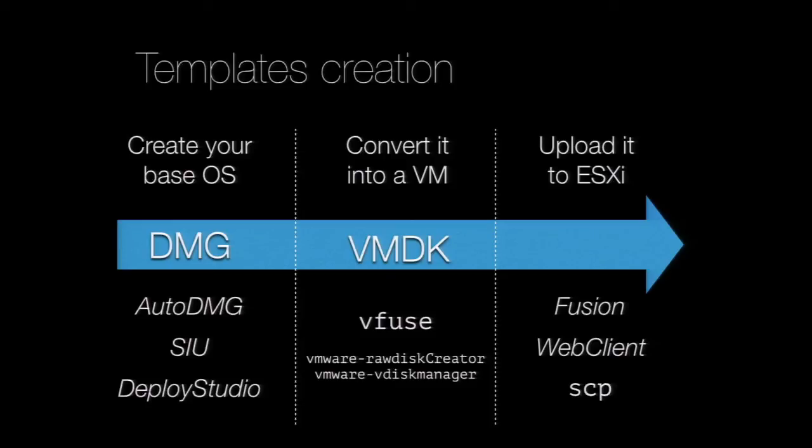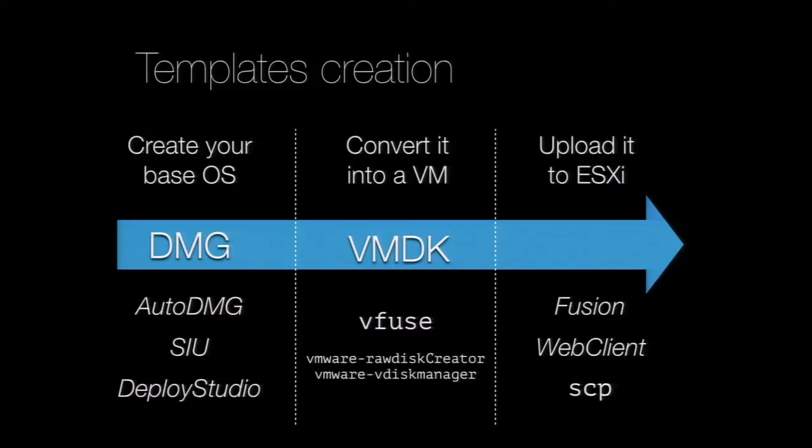Joseph Chilcott, sorry if I misspell your name, has made a tool called vFuse, which packages and uses these VMware command lines and just converts your DMG automatically without any complex options to use. You just have to say if you want to use it for Fusion or for ESXi, because it's not the same kind of VMDK in the back, but that's all.